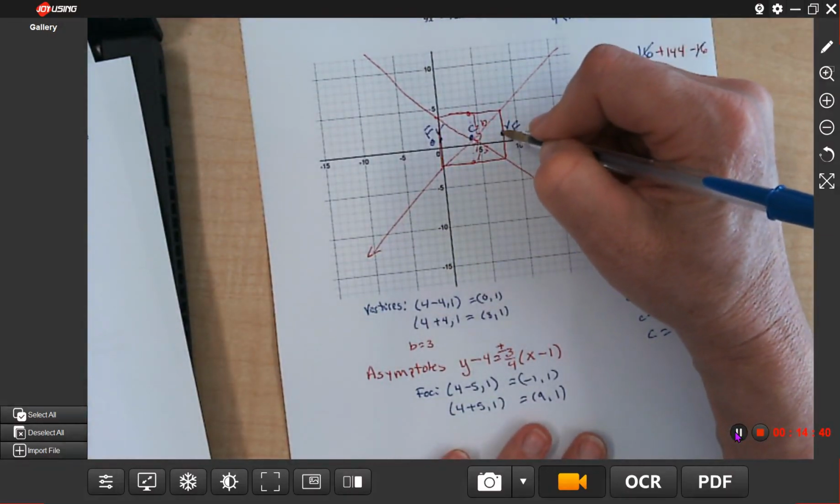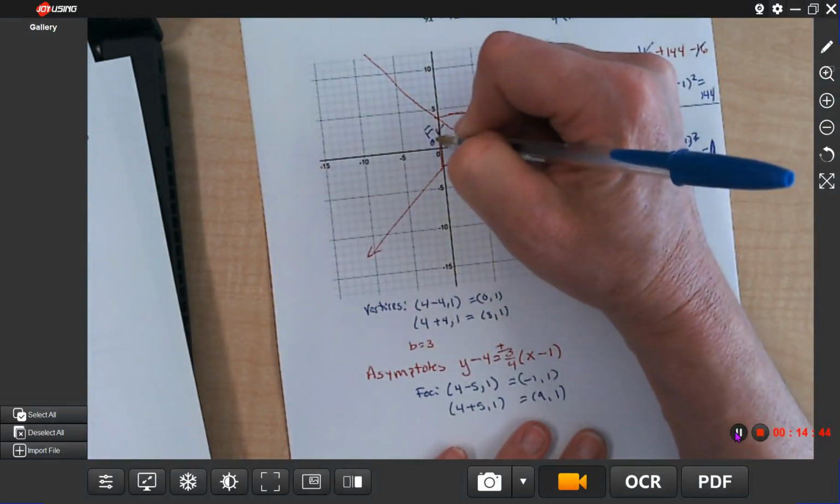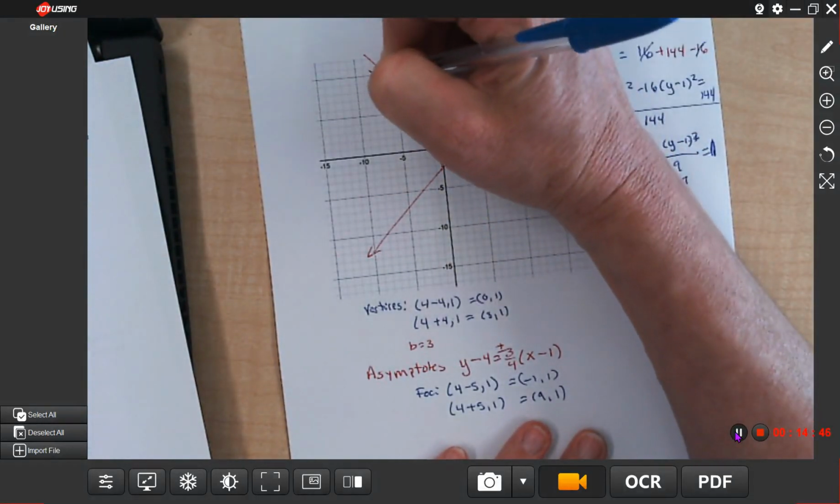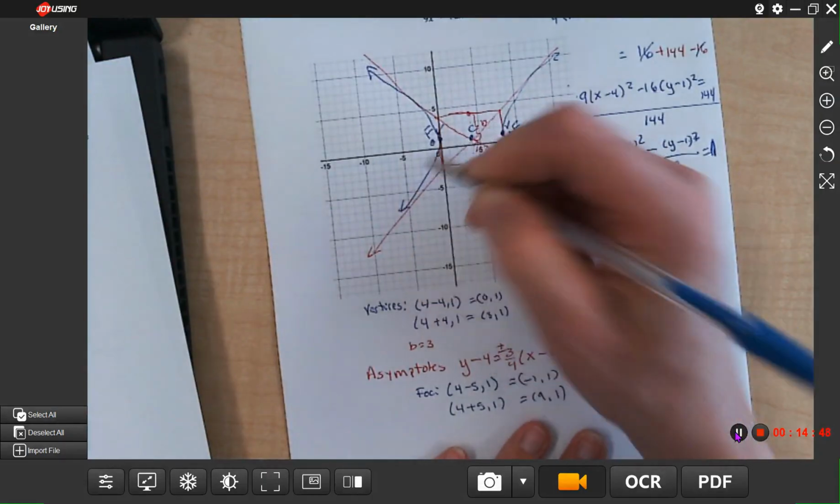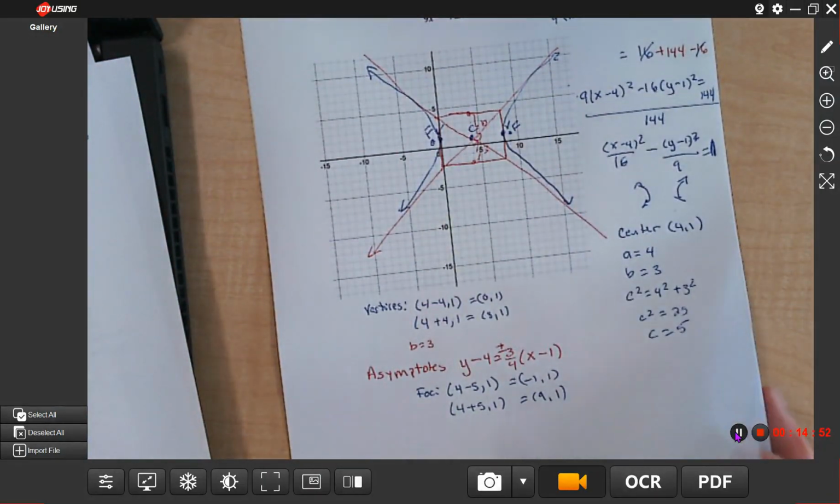So I touch the vertex and head toward the asymptote, touch the vertex, head toward the asymptote. Same thing over here. Remember, it touches the vertex, it doesn't touch the focus. And that's that. One more.